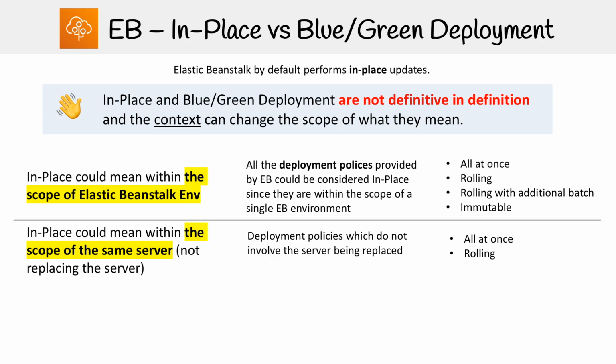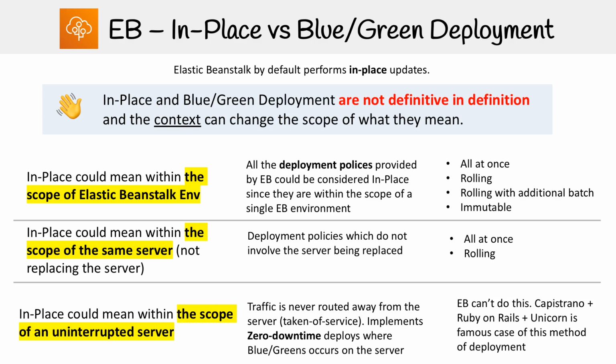So let's say we change the scope to outside of Elastic Beanstalk, and now it's just servers. So we have these servers, but what's really important is that these servers are never replaced. So they always have to be the same servers, the existing servers. So that's our scope. And now the only deployment methodologies that are available to us are all at once or rolling, which are considered in place because they never replace a server. They'll take a server out of service, make changes, and put it back into service. Now, that doesn't mean that rolling with additional batch and immutable would be considered blue-green. They just wouldn't be considered in place for the scope of that scenario.